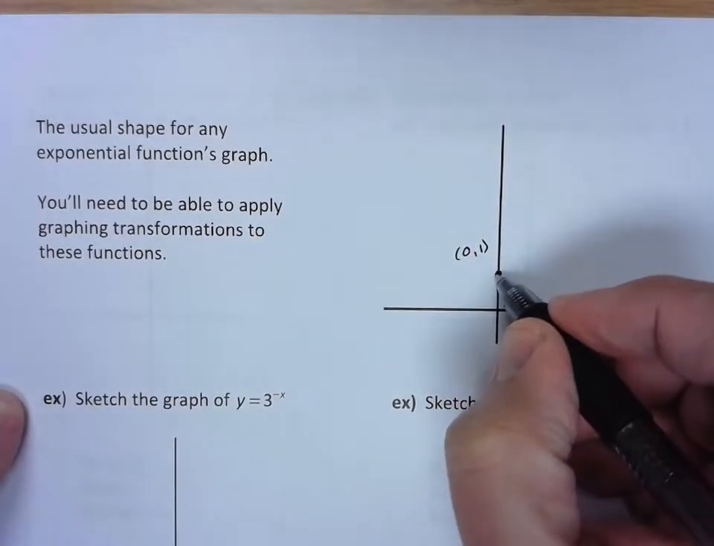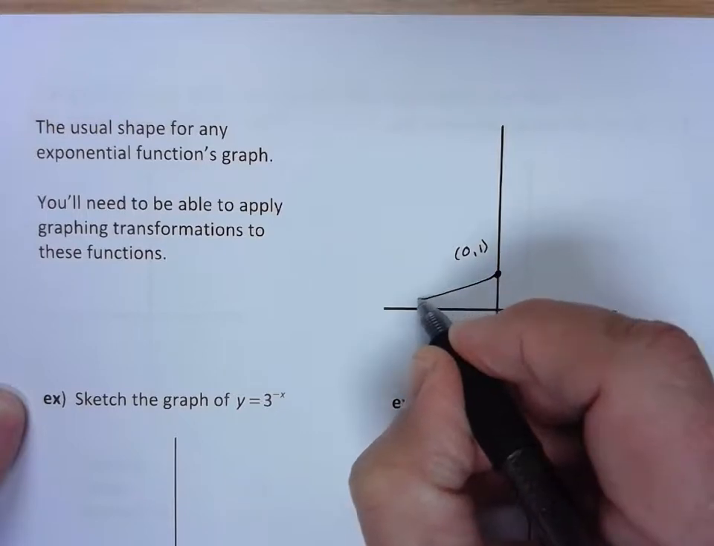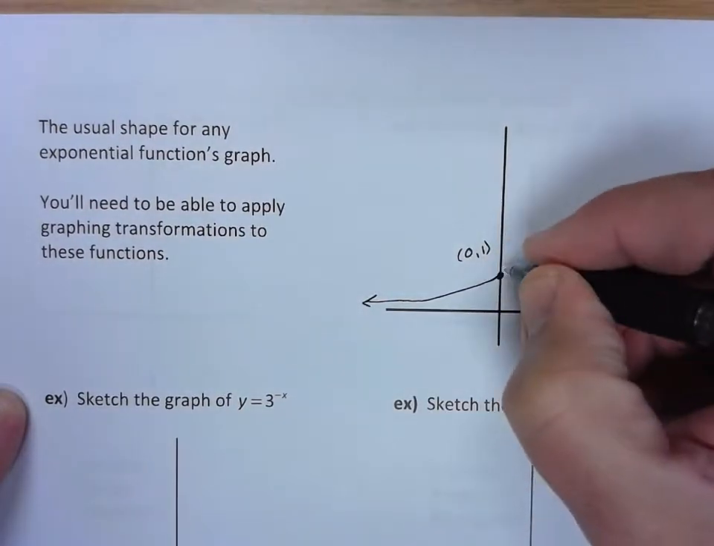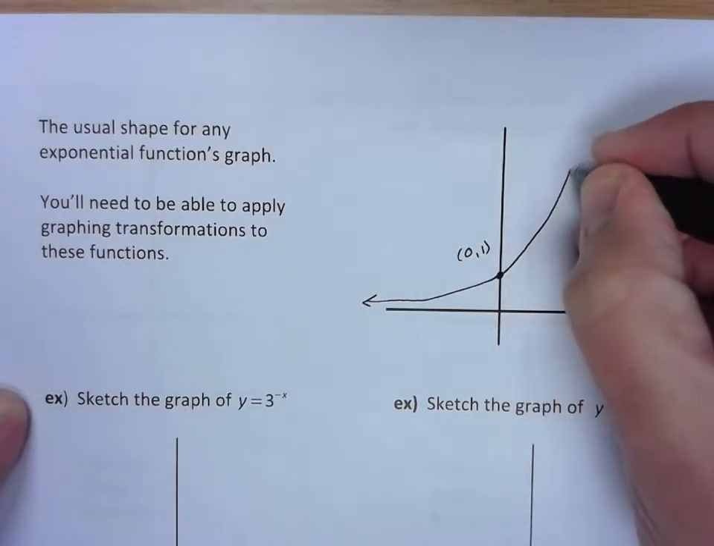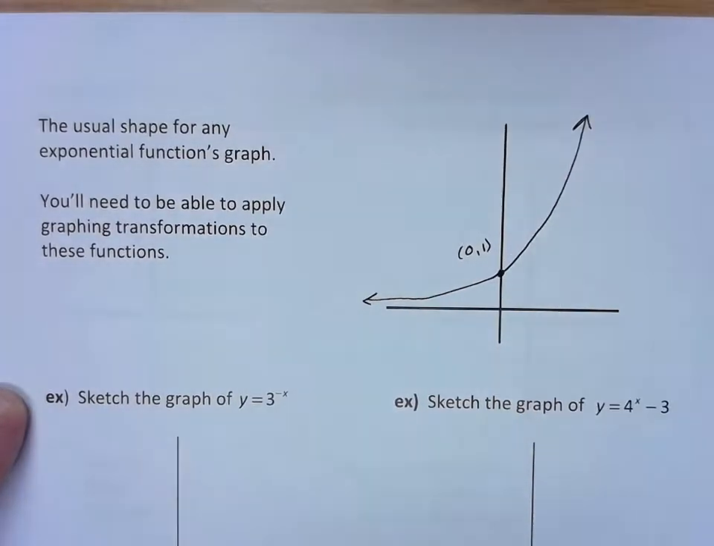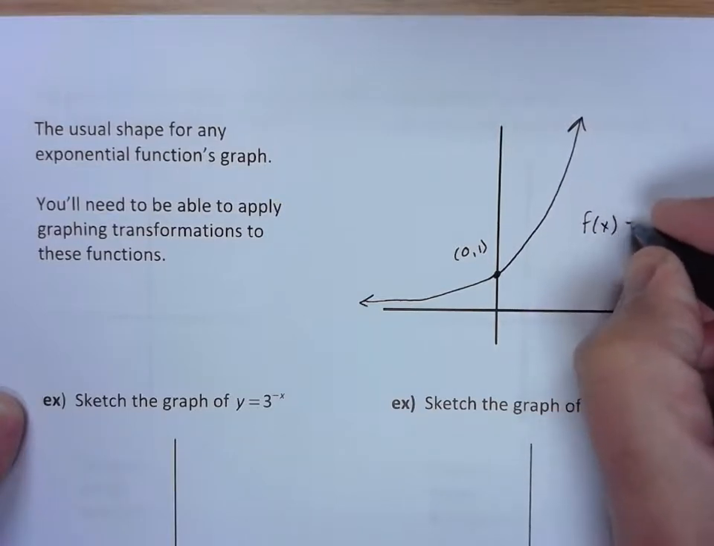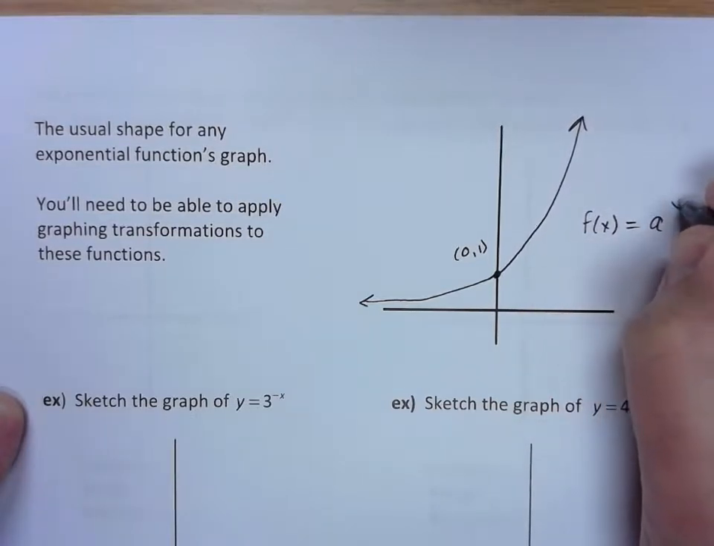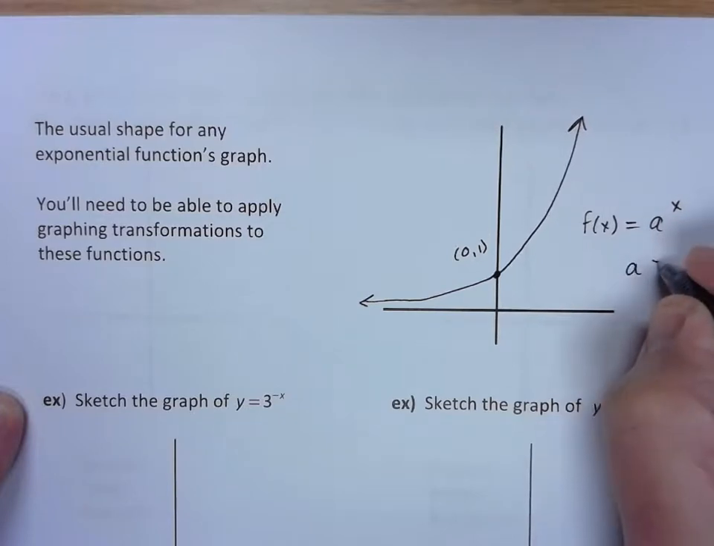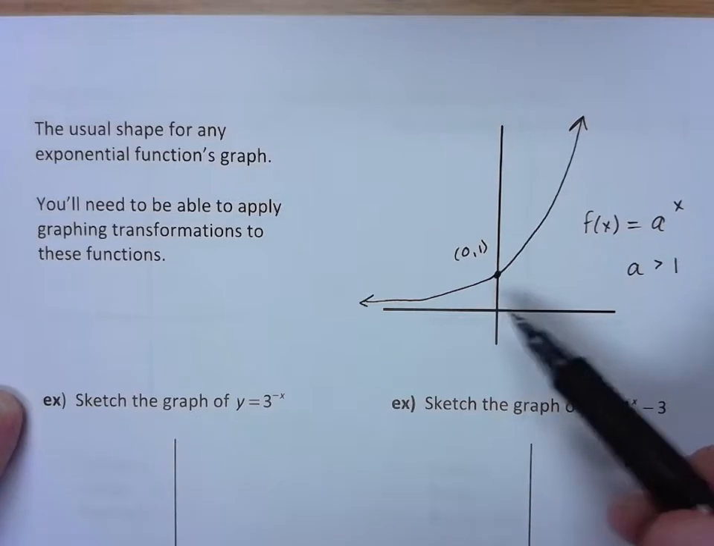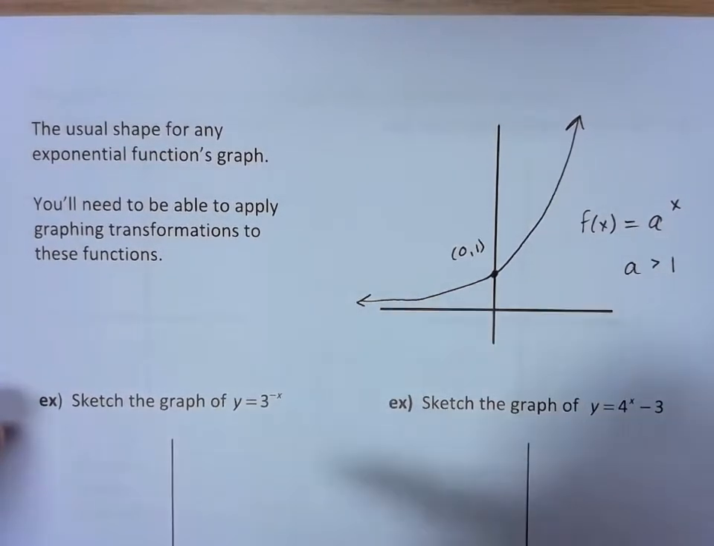To the left of the y-intercept, the graph will get closer to its horizontal asymptote like this. To the right of the y-intercept, the graph will grow very, very steeply like this. So again, this is the basic shape for a function in this form, f(x) = a^x, where a is a base that's greater than 1. A base like 2^x or 3^x, like the one we graphed in the previous video.